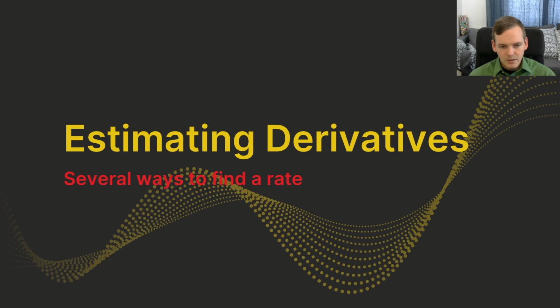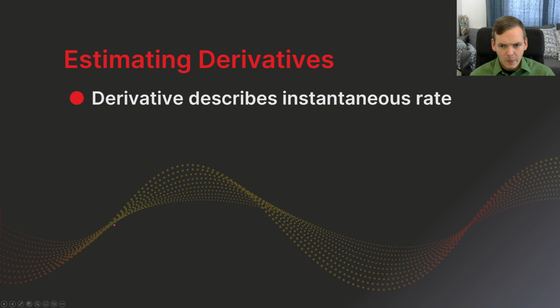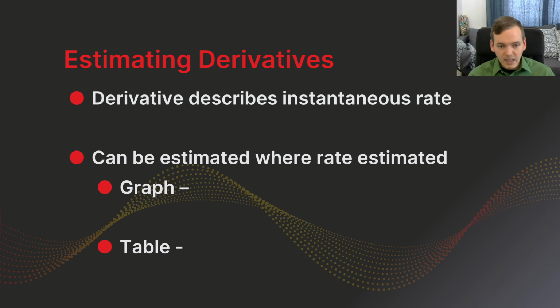Since we've defined the derivative at this point, and we've talked about how a derivative is the instantaneous rate of change of a function, we can estimate that derivative in a number of ways. So first of all, because the derivative describes the instantaneous rate, like I just said, anywhere that we can estimate that rate, we can estimate the derivative.